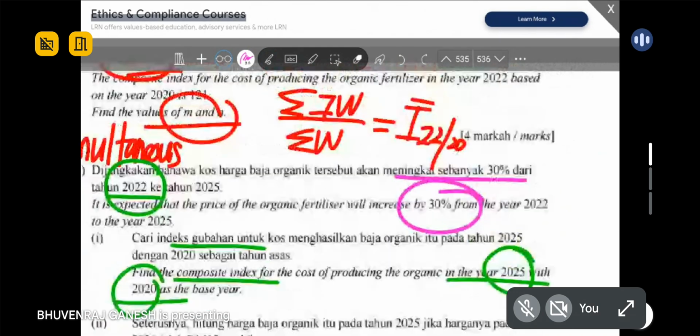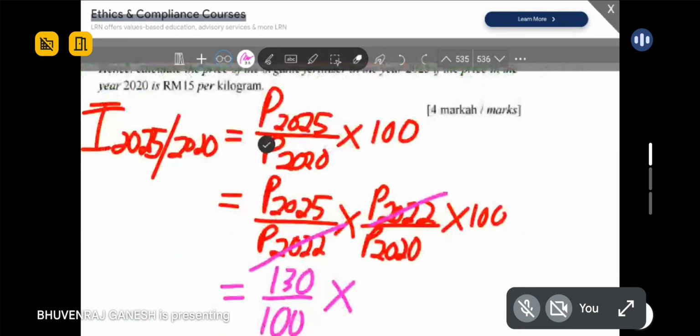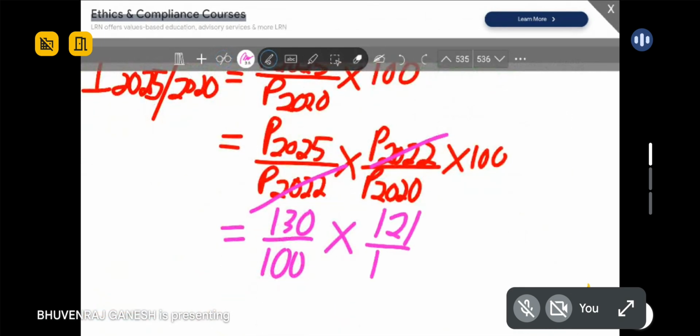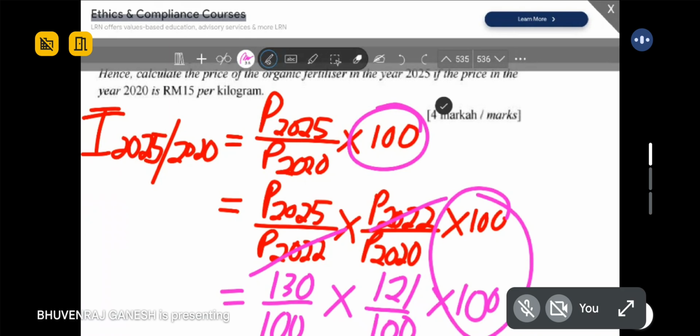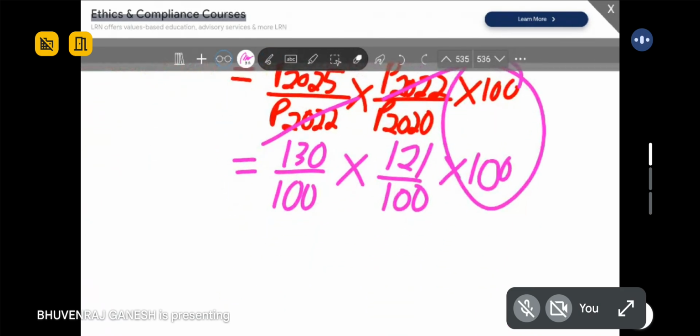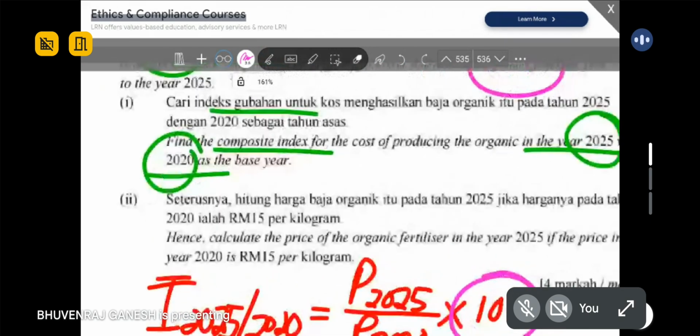Okay? And then for 2022 on 2020, they already tell you it's 1 to 1, right? Earlier. So you just put lah 1 to 1 over 100. Remember times 100 at the end. The times 100 over here is because it is the formula itself. Formula have times 100 for index. So you must copy down times 100. So press calculator, guys. You will get the answer. Akan dapat. So how much? You will get 157.3. Simple or not? So short, guys. That's all. Done lah. Question C1.